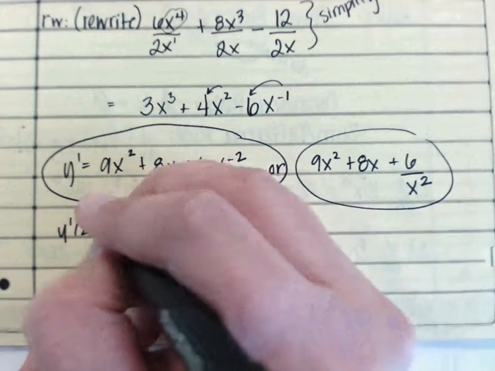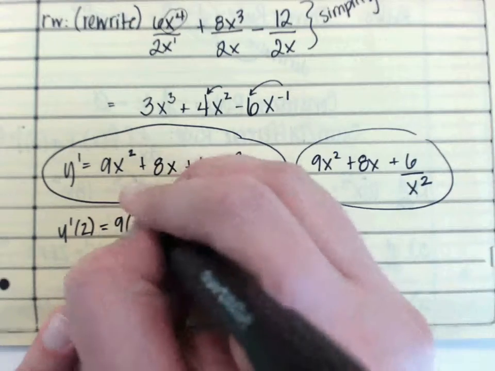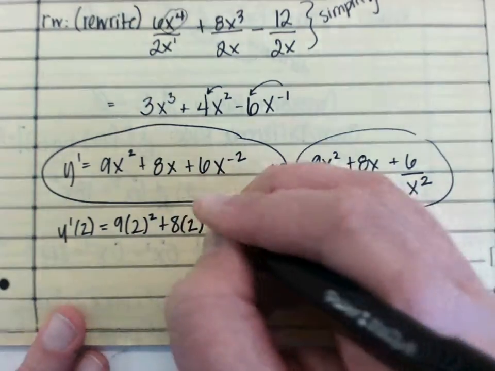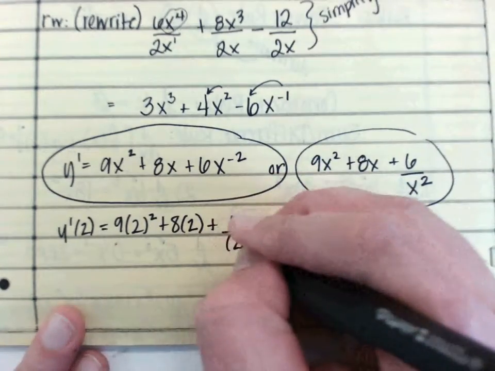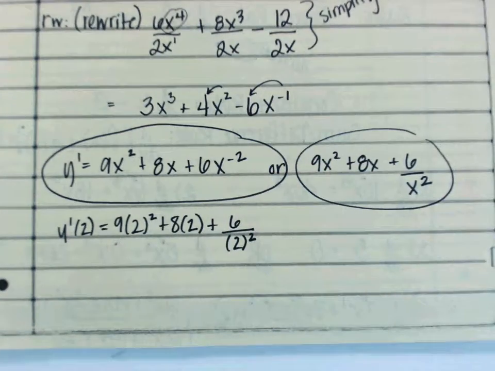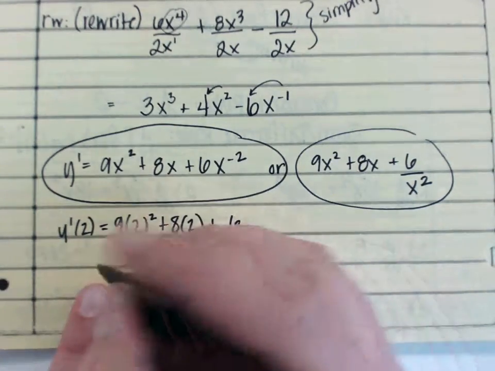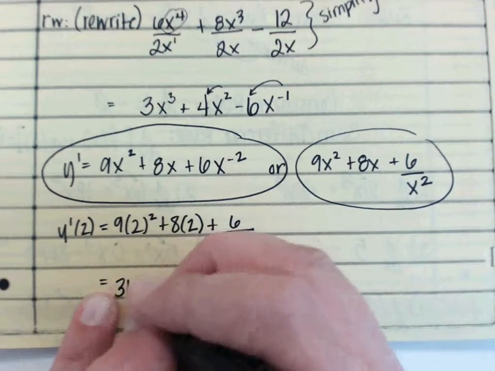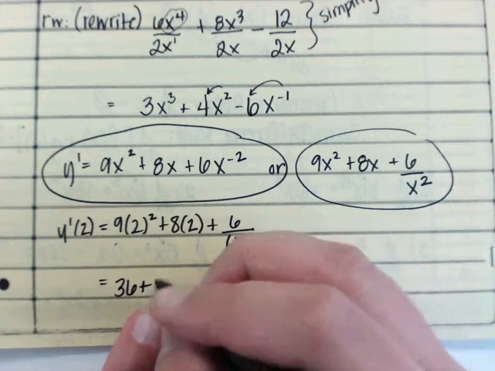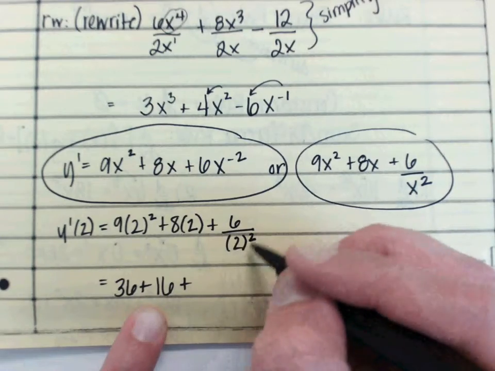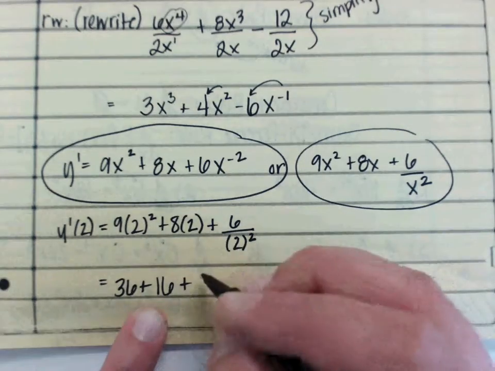So I'd have 9 times 2 squared plus 8 times 2 plus 6 over 2 squared. And all that you would do is take the number they're asking you to plug in, put it in the spot where the x is. So 2 squared here is 4. What's 9 times 4? 36. 8 times 2 is 16. 6 divided by what here? 4. Can that reduce? 3 over 2.